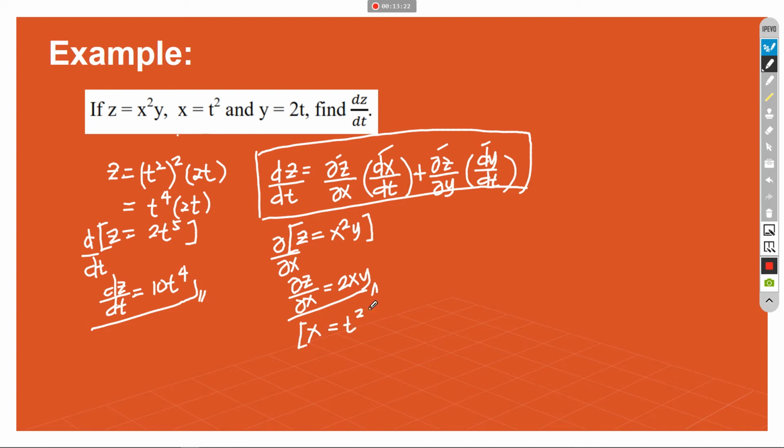So, getting the total derivative with respect to t, we have dx over dt is equals to, okay, the derivative of t squared is 2t. Okay. So, we now have the first and second function.